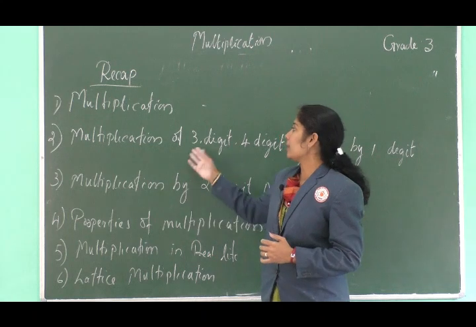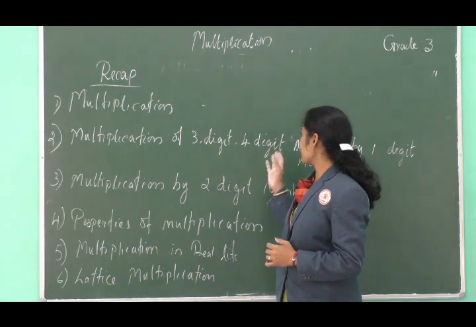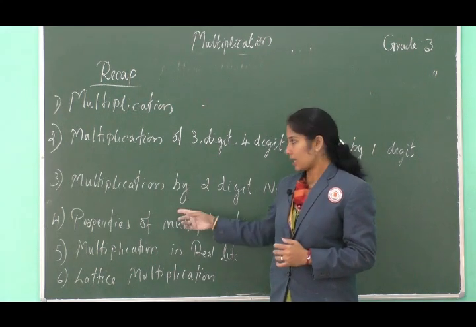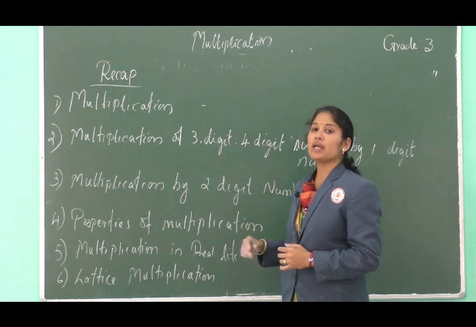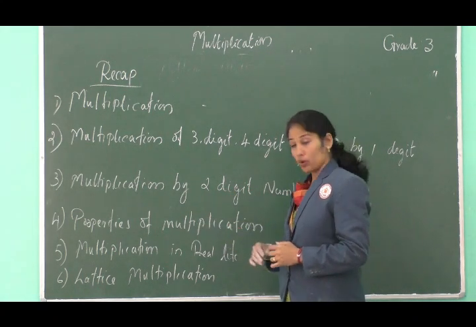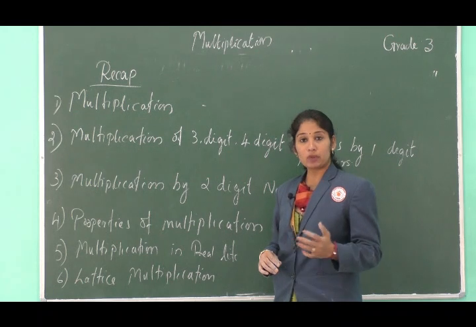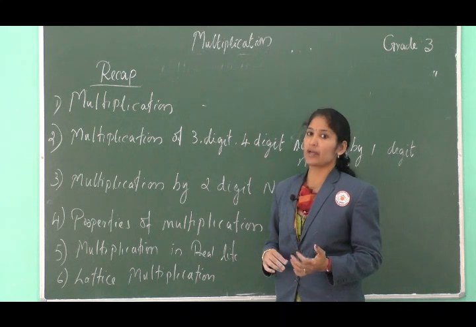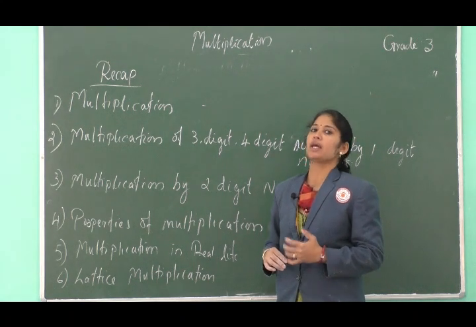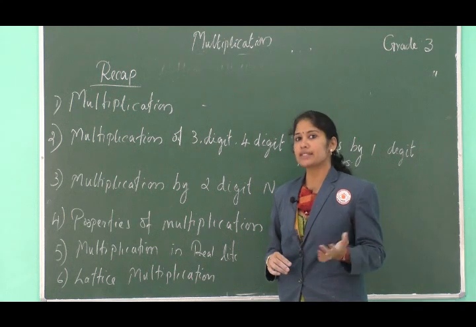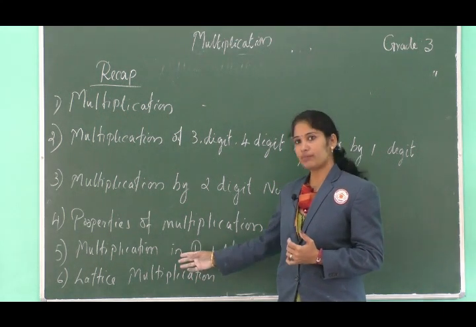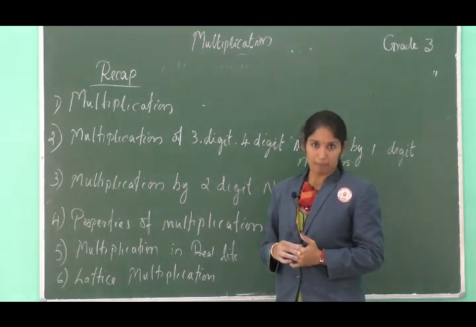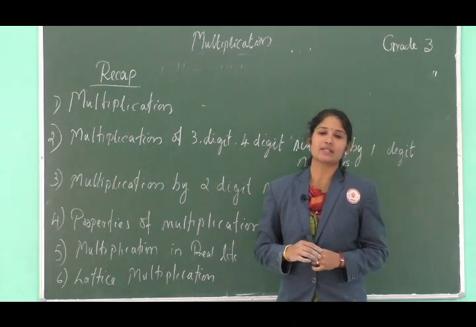And next we learned multiplication of 3-digit and 4-digit numbers by 1-digit numbers. After that we learned multiplication by 2-digit numbers and properties of multiplication. What are the properties of multiplication? Yes, multiplication by 0, multiplication by 1, order property, associative property and distributive property. And after that we learned multiplication in real life and lattice multiplication. Hope you understood all the topics.